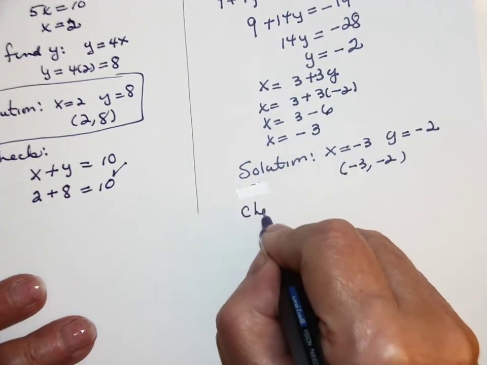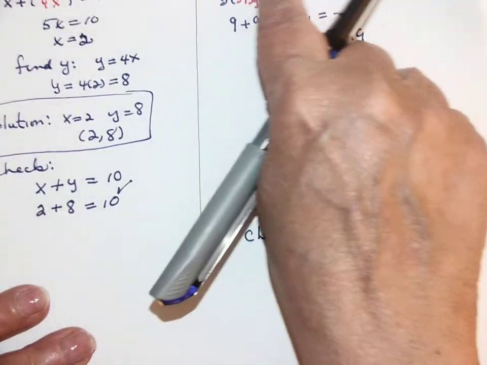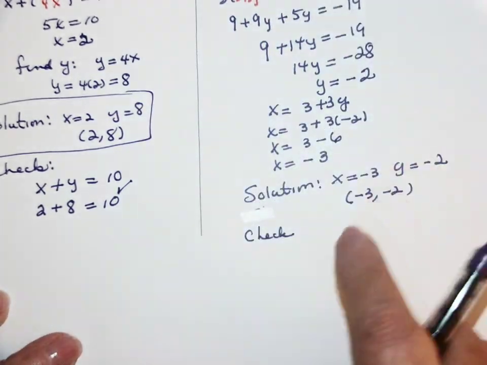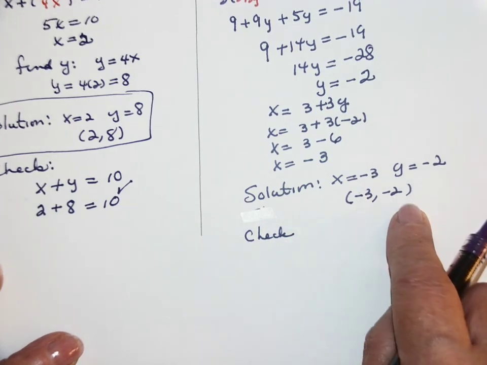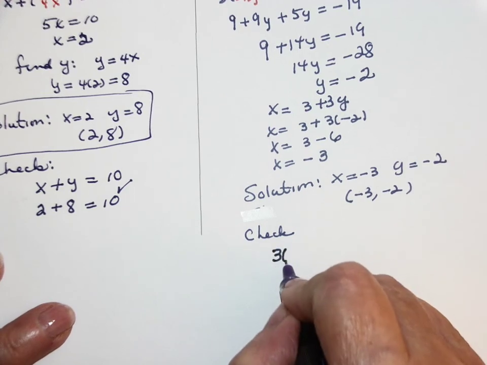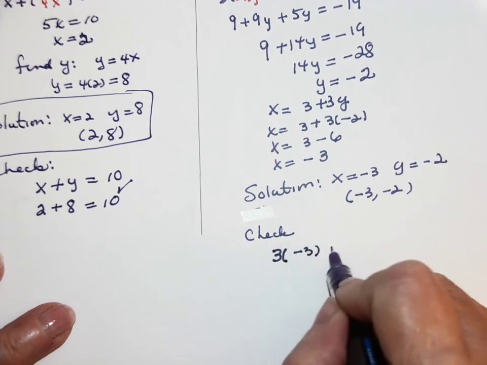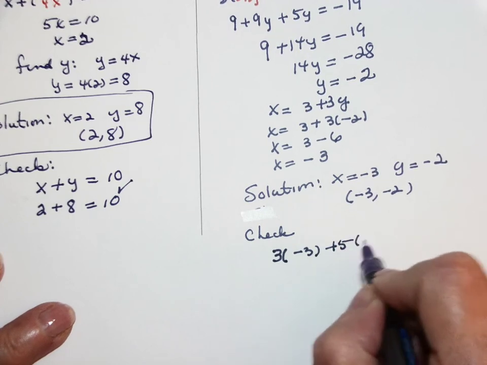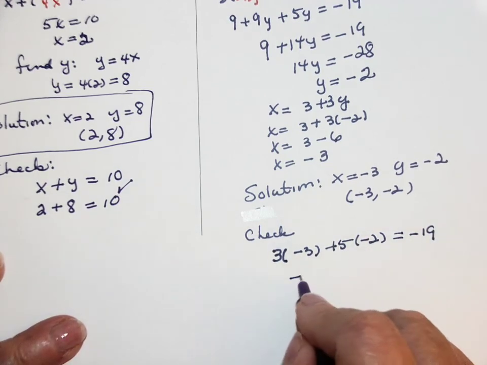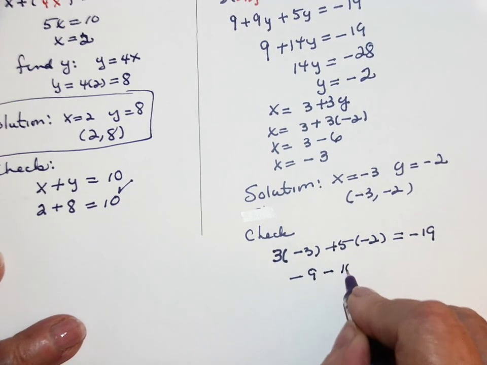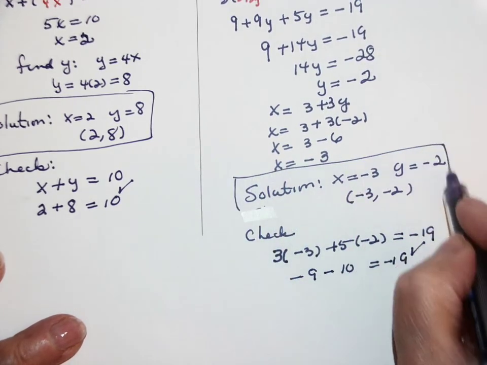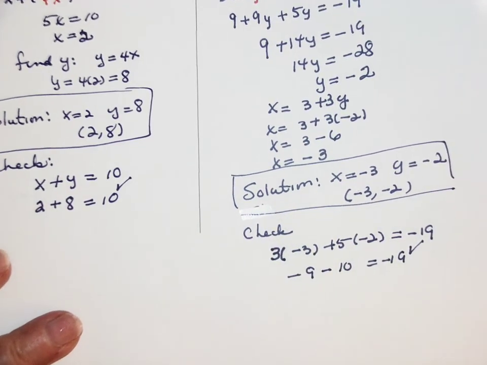Now I'm going to run my check. I used the first equation to find my x value, so I'll use the second one to check. Is 3 times x, which is negative 3, plus 5 times negative 2, equal to negative 19? Well, negative 9 minus 10 is negative 19, and it checks. So I do have a solution.